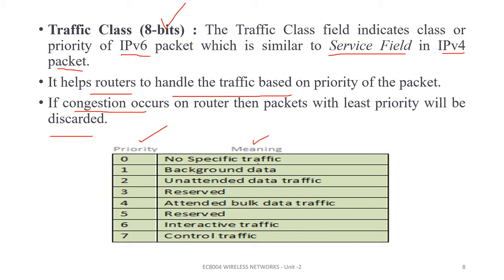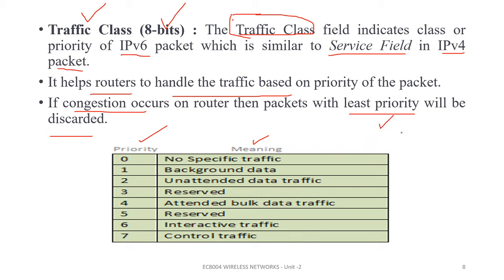So this is the priority and this is its meaning. 0 means no specific traffic, 1 means background data, 2 means unattended data traffic, 3 is reserved, 4 is attended bulk data transfer, 5 is reserved, 6 is interactive traffic, and 7 is control traffic. It tells what is happening, whether the process is sending or receiving, whether background data is there, or bulk data is transmitted. Those are indicated by the traffic class. If congestion occurs, the least priority will be discarded.